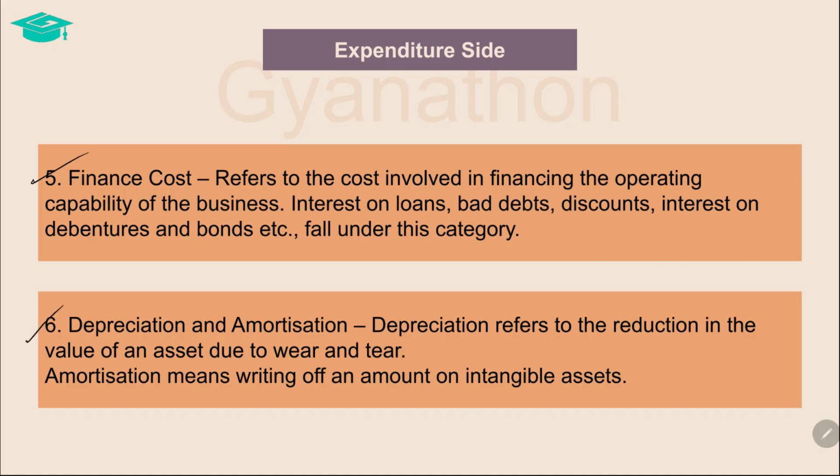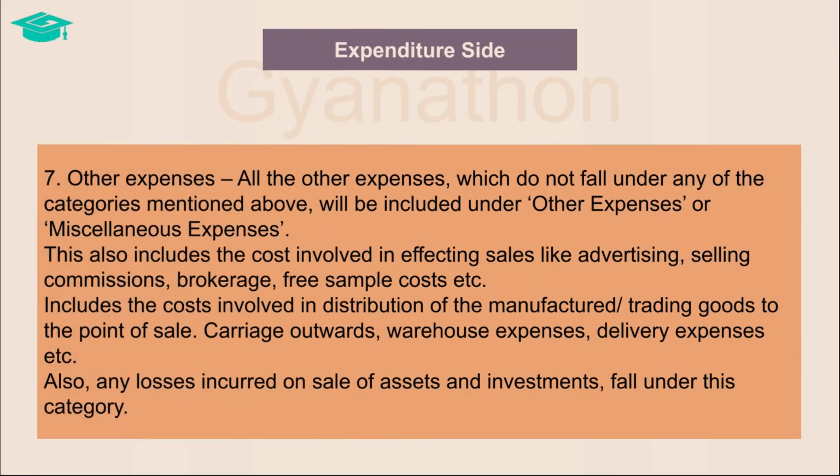The sixth item is depreciation and amortization. When the company utilizes its assets over the years, the asset starts to have wear and tear. It is not visible in actuality, but the efficiency of the asset goes down. This non-cash reduction in the value of an asset due to wear and tear of tangible assets is called depreciation. Amortization is the writing off of an amount on the intangible assets.